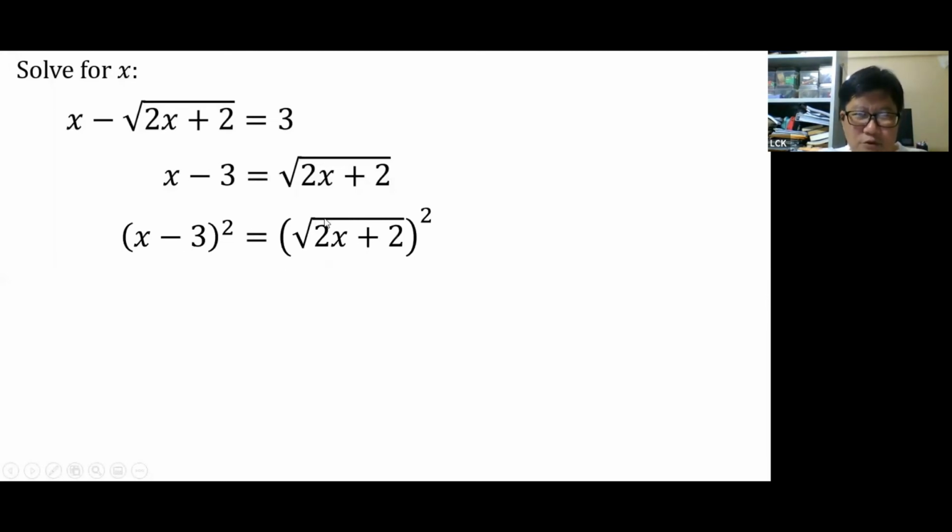And once you square both sides, you will see that this square root sign will disappear. And that's what happens here. It disappears. So the square root of 2x plus 2 disappears. The square root sign disappears. You just get a 2x plus 2.